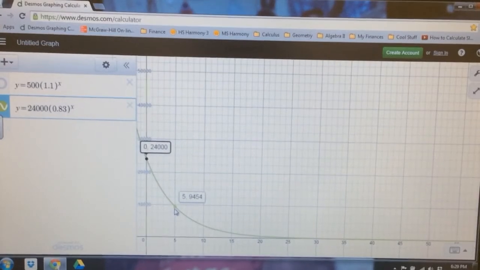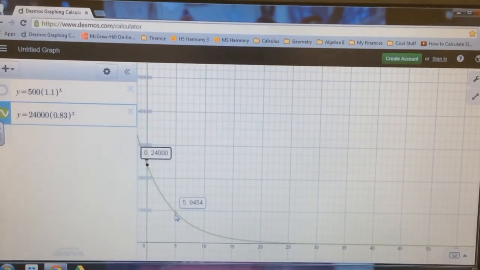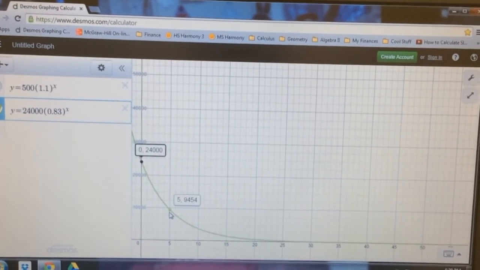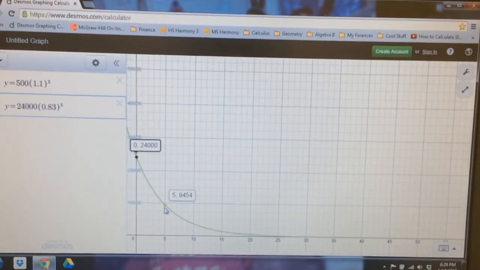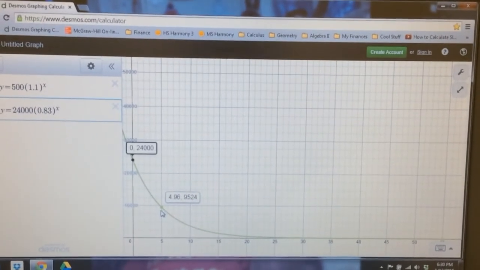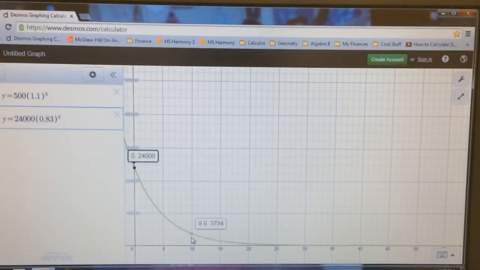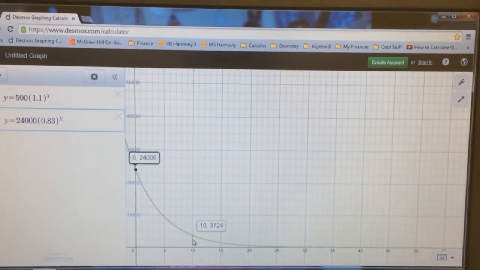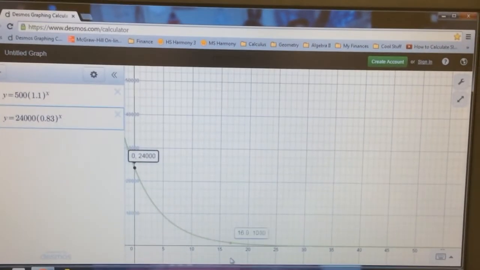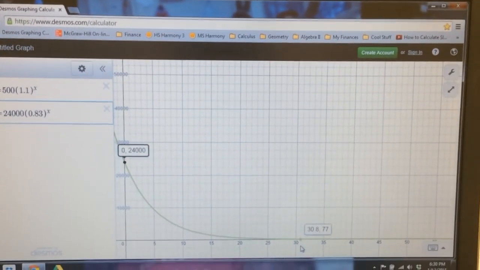After 5 years, that $24,000 car is only worth $9,454. Now this is normally about the time a lot of people pay off their car. But in the meantime, they still owe quite a bit of money on it. After 10 years, your car is worth $3,724. Now you'll notice it gets really, really low, but never actually quite gets the value of 0.